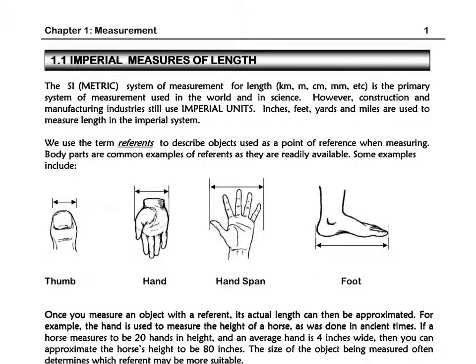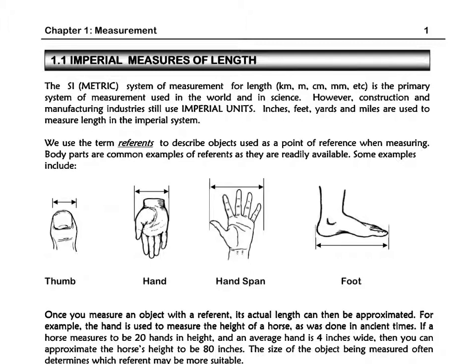Reference is not necessarily used for any particular type of measuring; it can be used for metric or for imperial. Reference is basically using something as a reference for measurement, when you don't always have a tape measure or a ruler on hand. A lot of times people use body parts because you always have your body parts with you. So you will use something like that to help you estimate a measure.